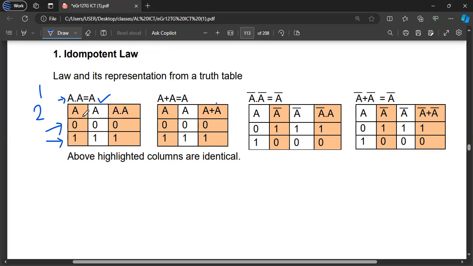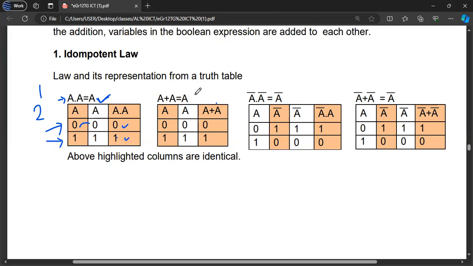Then we are multiplying A dot A, right? Here you can see 0 into 0 is going to be 0, then 1 into 1 is 1, right? So here we are using that. So it's clear for us that A dot A is going to be equal to A.